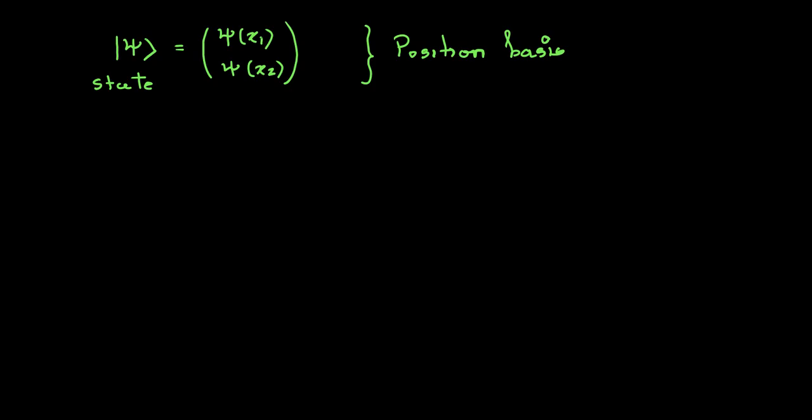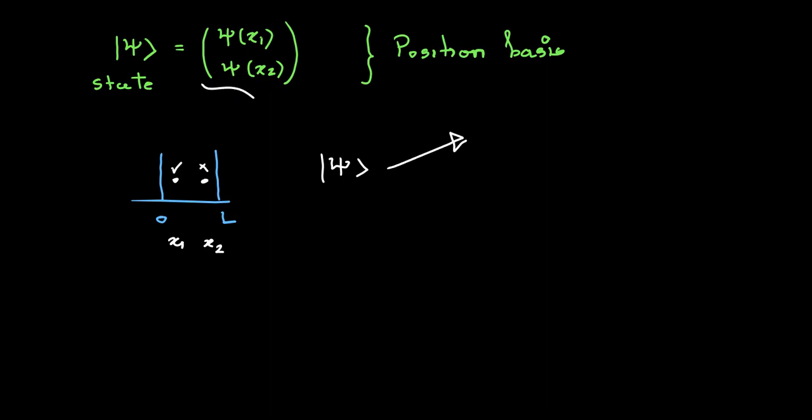Now let's go to our particle where it exists from 0 to L, and it exists at two places, x1 and x2. Now what I do is I say, what if the particle can be found at x1 with probability 1, and it can be found at x2 with probability 0. So basically the particle is at location x1. In that case, the state can be represented as 1 0, and let me name it as some state x1.